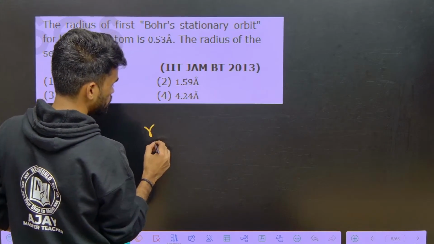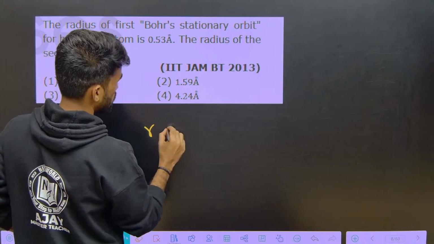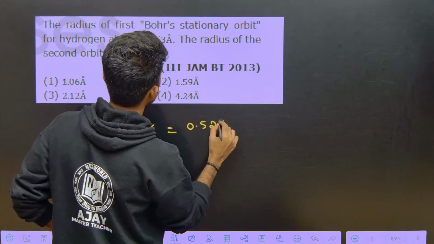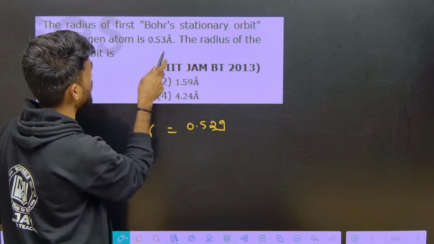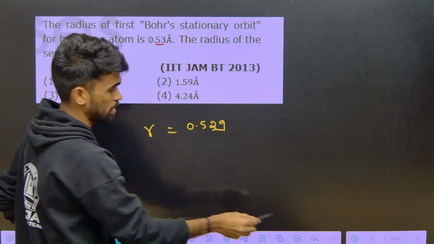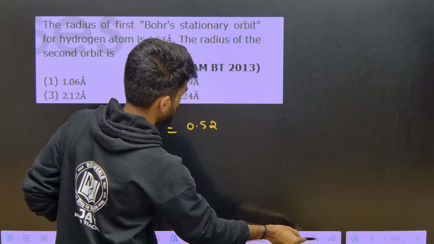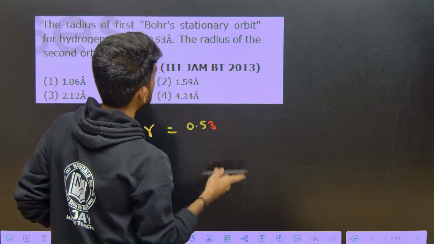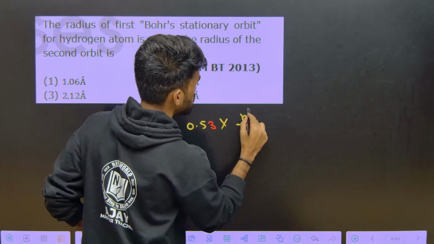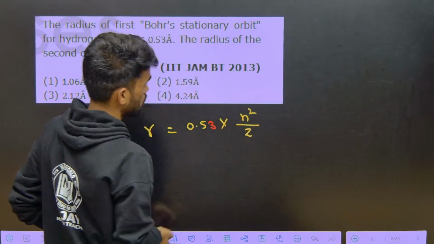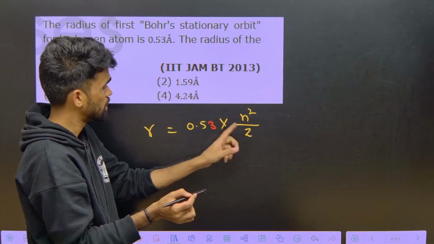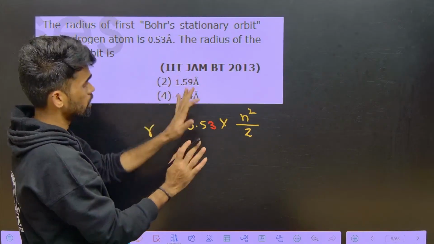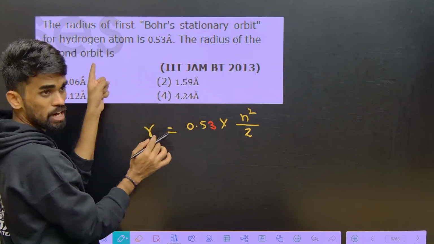Radius formula? So this, see, 529, for calculation purpose they are taking it as 5.3 also, no issues with that. Into n square by z. We know for hydrogen atom both are 1, for first Bohr orbit that will be this much only. That is fine. They are asking for second orbit of hydrogen atom.